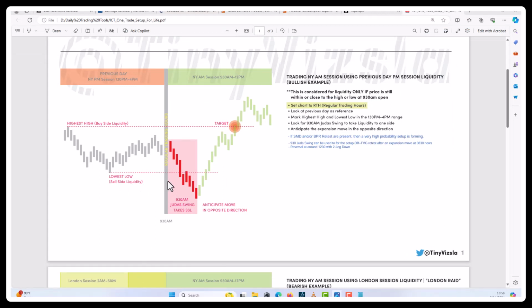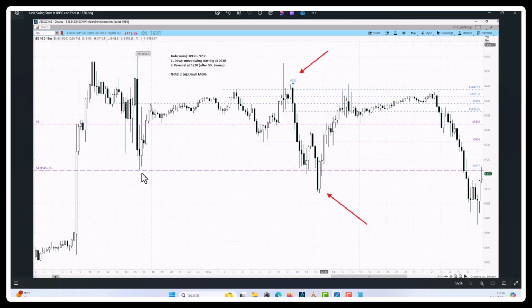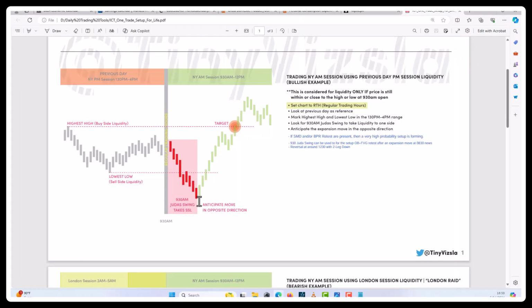This is the 2 leg down. It touched the low, went up just above the low, and then one more leg down. Actually, it raided the low of the previous day, but it's very accurate. If you look carefully, you see that 2 leg down. It's very good, so we're going to track this.